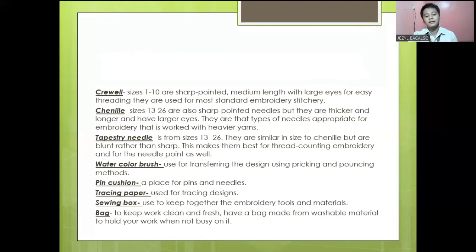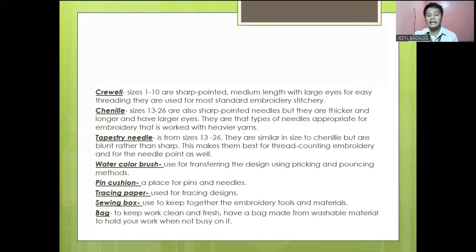Then the next one is the watercolor brush, used for transferring the design using the pricking and punching method. Then the next one is the pin cushion, a place for pins and needles. Tracing paper, used for tracing the design. Then the next one is the sewing box, used to keep together the embroidery tools and materials.